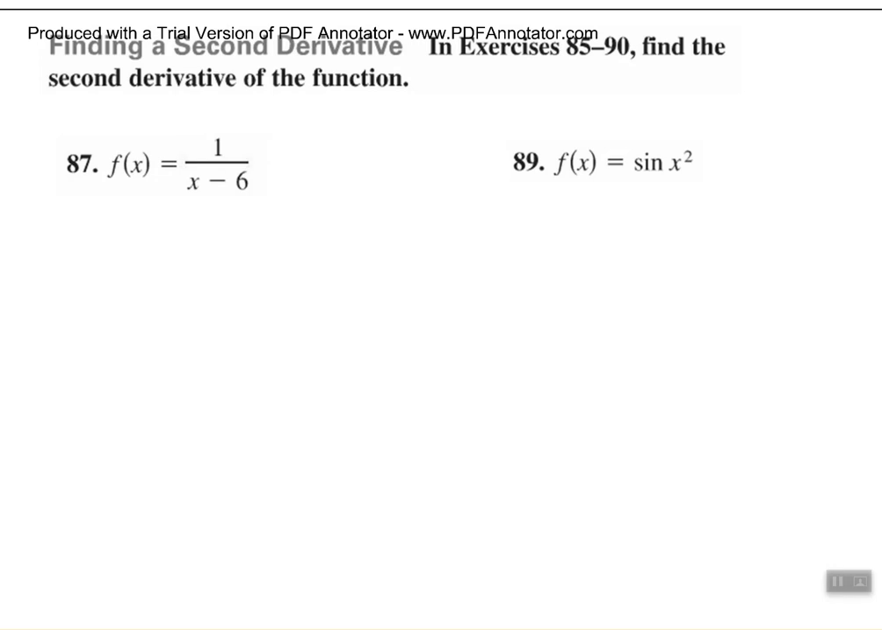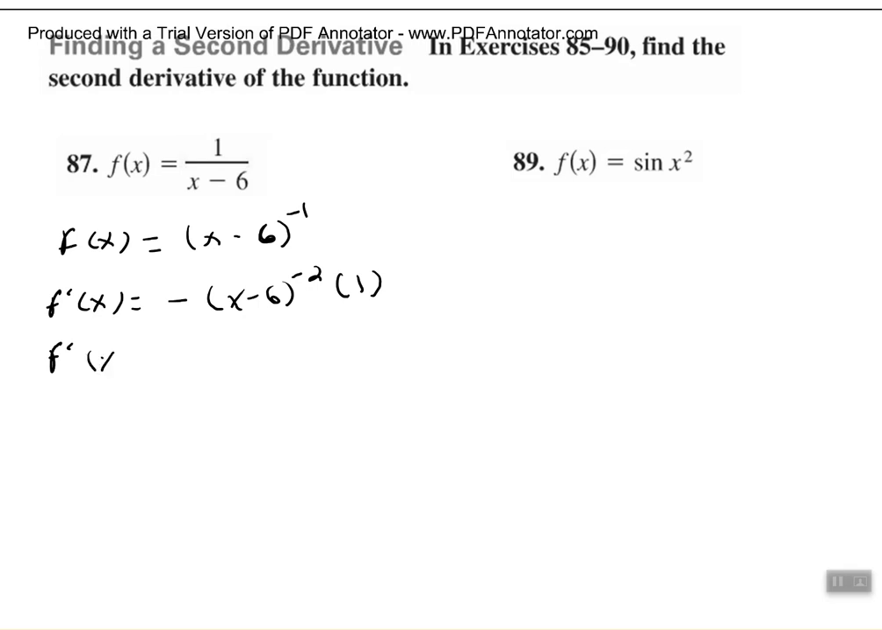So number 87 here, let's move this x minus 6 to our numerator. And then let's find the derivative. So power rule times the derivative of x minus 6, which is just 1. All right, so that's the first derivative, which represents the speed or the rate of change at any given point.